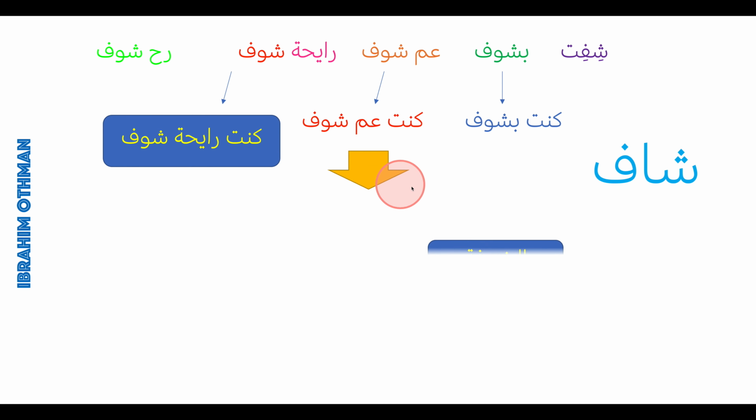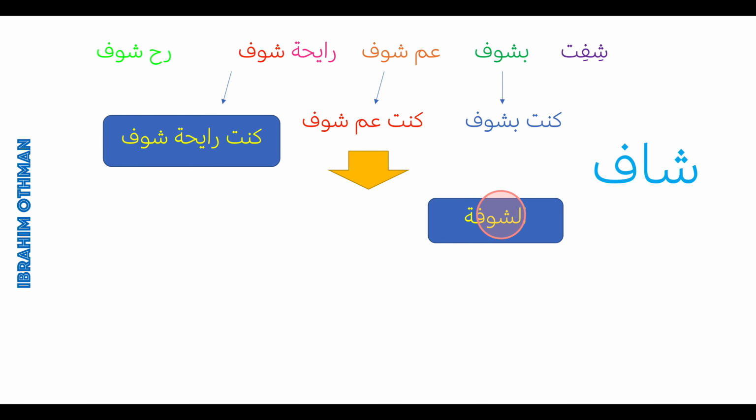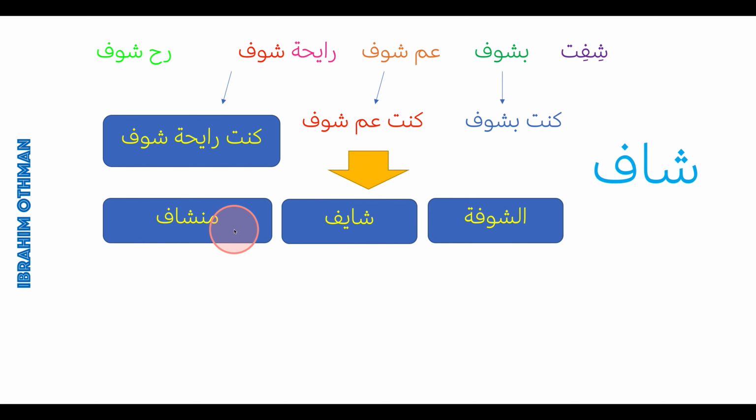This would lead us to the verbal noun. And I would like to highlight that الشوف here is purely in spoken Arabic and in dialect. شايف is the active participle. من شاف is the passive and it's used only in dialect.